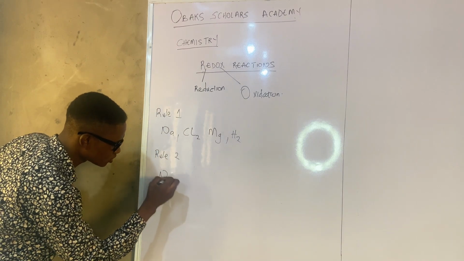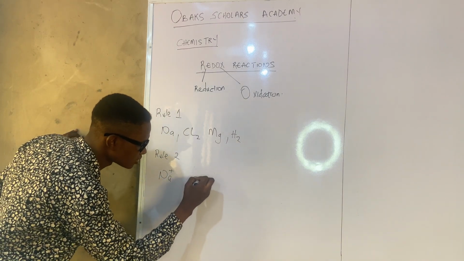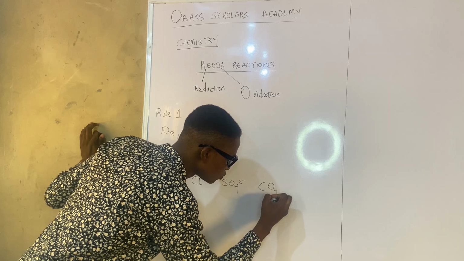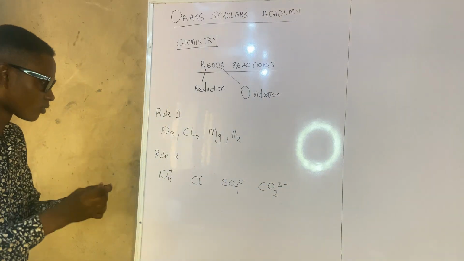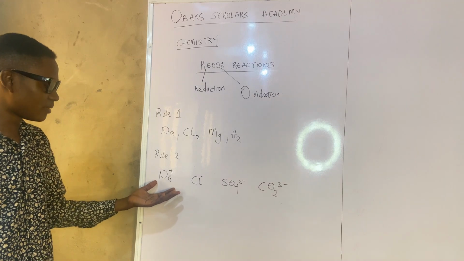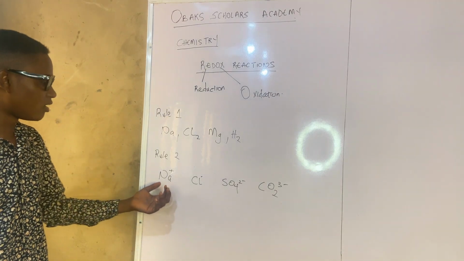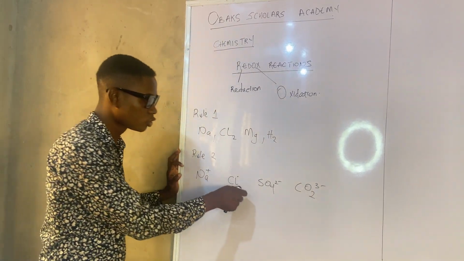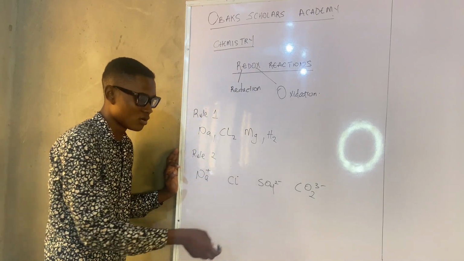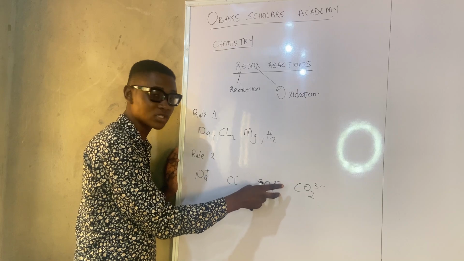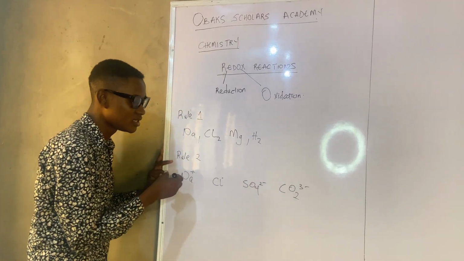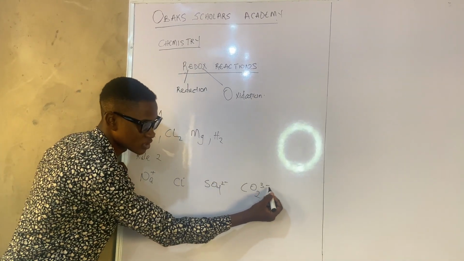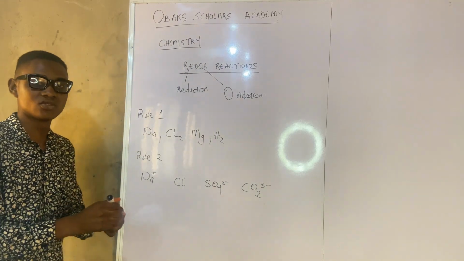Now, this one is Na+. This is Cl-. This is SO4 2-. This is CO3 2-. Now, looking at these ions, their oxidation number is plus 1 for sodium, and -1 for chlorine. For ions that have more than one atom in them, the oxidation number for SO4 is -2, for this one it is -3, and so on and so forth.